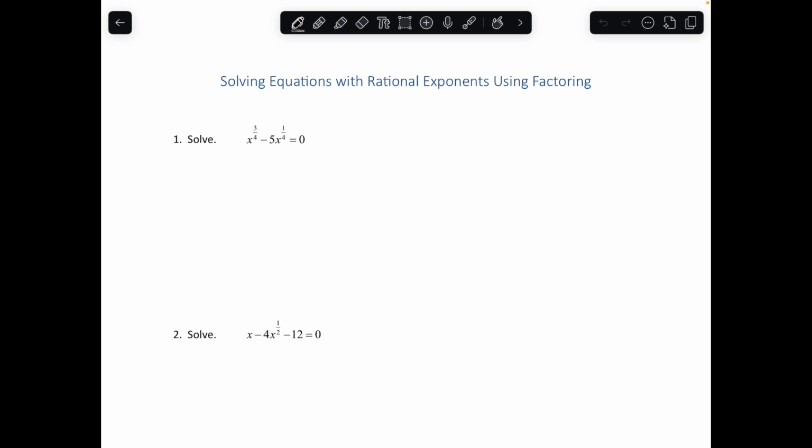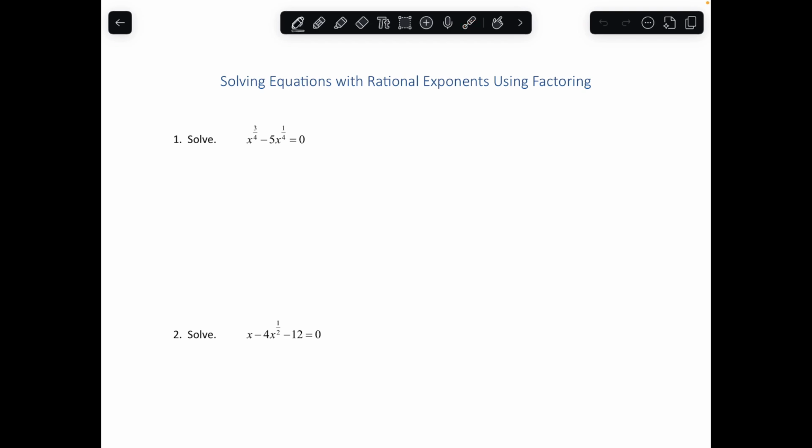So first off, for number 1, we want to solve x to the 3/4 power minus 5 times x to the 1/4 power is equal to 0. Dealing with this on its own might be a little weird. However, I do notice that each of these x's has a fourth in their exponent. And so let's try factoring that out.